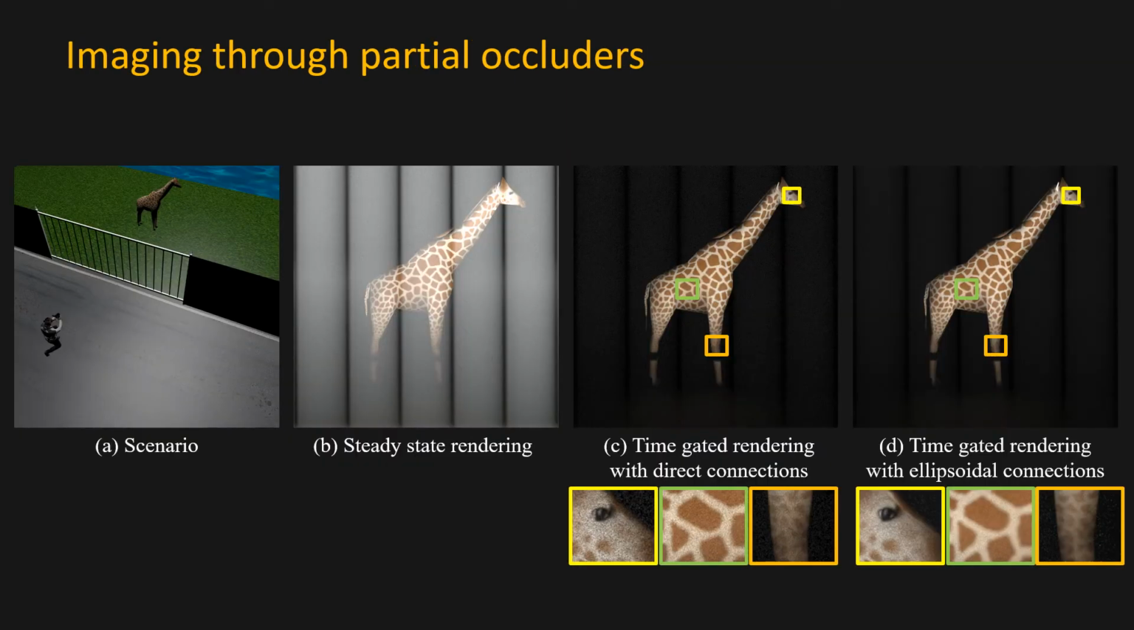Narrow time gated cameras can be used to enhance images captured through partial occluders such as fences or fog. We create a zoo scene with a giraffe inside a fence and a photographer outside the fence. A lens-based steady-state camera would produce a blurry image as shown in the second image. In the last two figures, we observe that rendering with ellipsoidal connections is beneficial compared to rendering with direct connections.